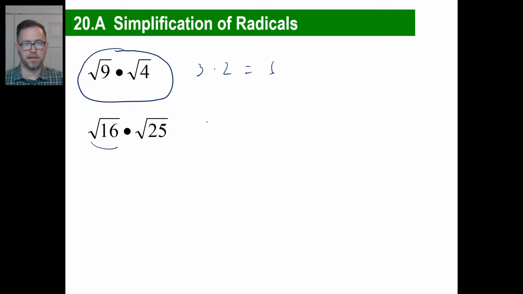What's the square root of 16 times the square root of 25? Well, the square root of 16 is 4. The square root of 25 is 5. 4 times 5 is 20.